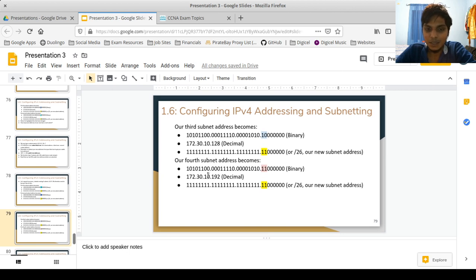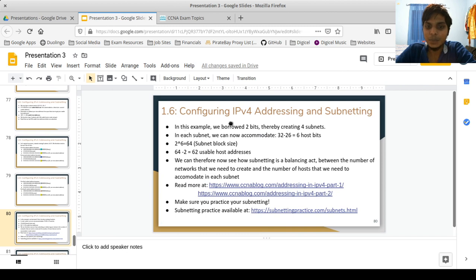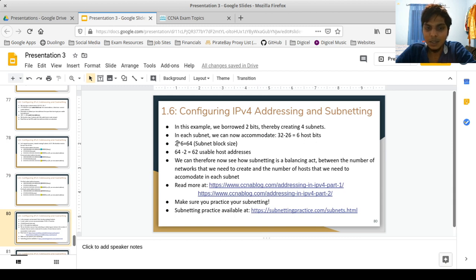And of course, we convert that into decimal. You get that there, and then it's the same subnet mask there. So in this example, we borrowed 2 bits, thereby creating 4 subnets because 2 to the power of 2 is 4. In each subnet, we can now accommodate 32 minus 26, which is 6 host bits. So remember, we get the 26 from here because we added in 2 ones here. So we had a /26 and 26 ones here. Then 32, which is the total number of bits we have here, minus these 26 ones gives us 6 zeros or 6 host bits. 2 to the power of 6 is 64, which is our subnet block size.